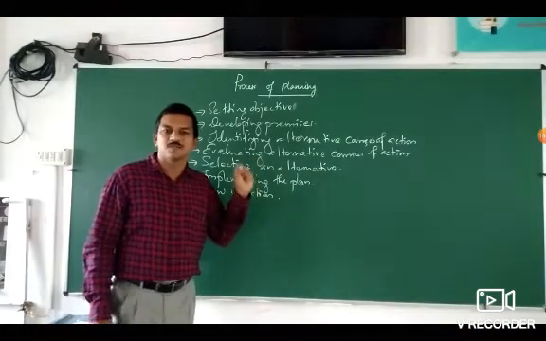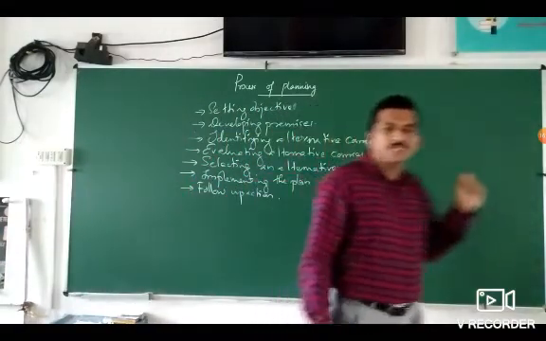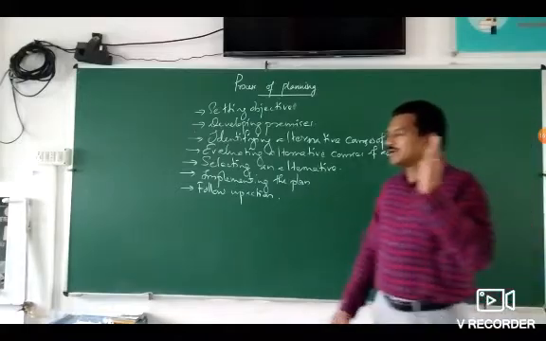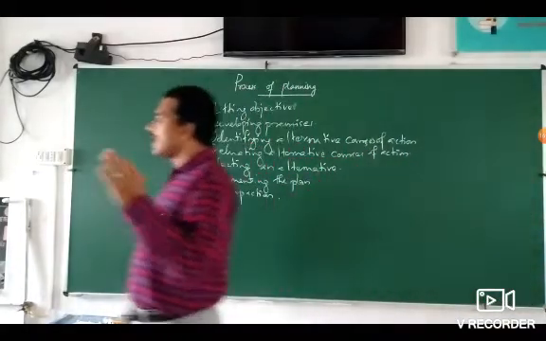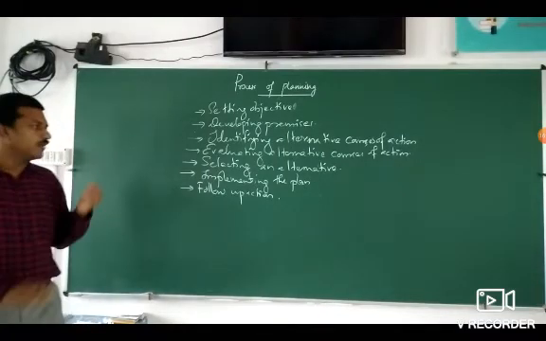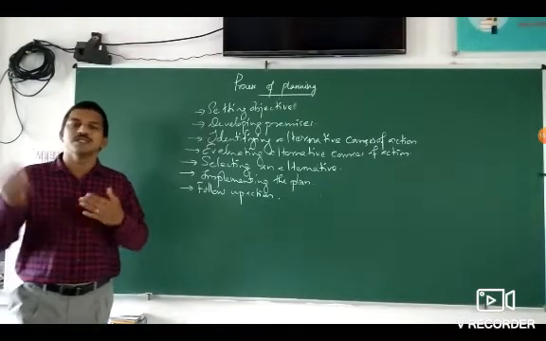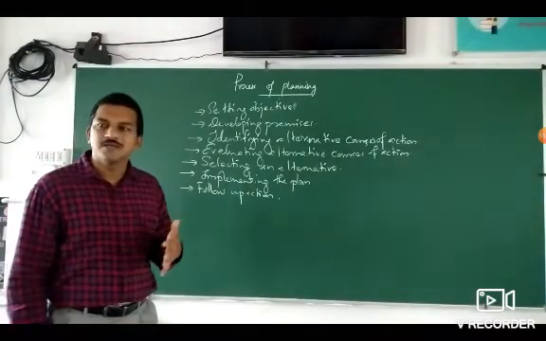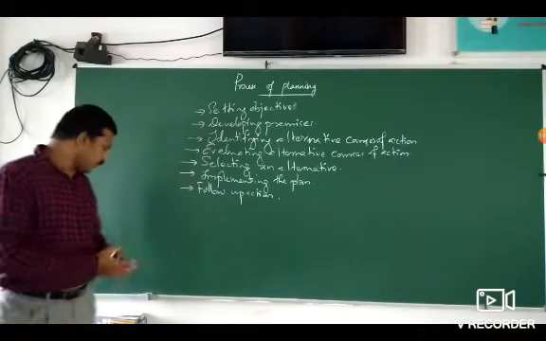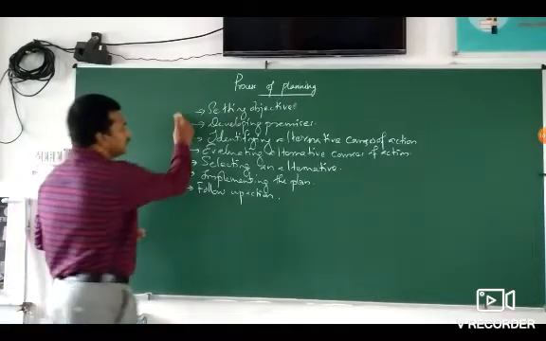So once again, the different steps are: identifying or selecting the objective, then determining or developing the planning premises, identifying alternative courses of action, then evaluating the alternative courses of action, selecting an alternative, then implementing the plan and follow up action. Okay, now we are going to see the next topic, types of plan.